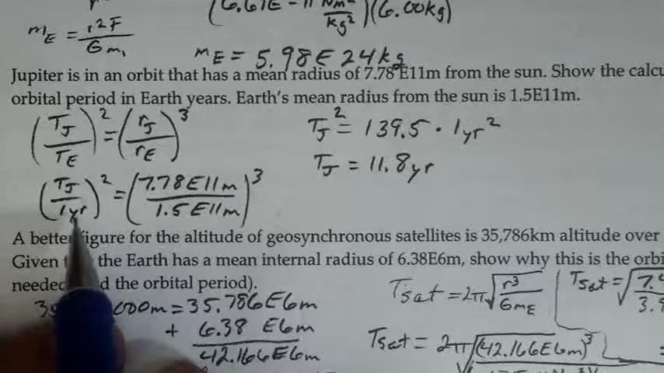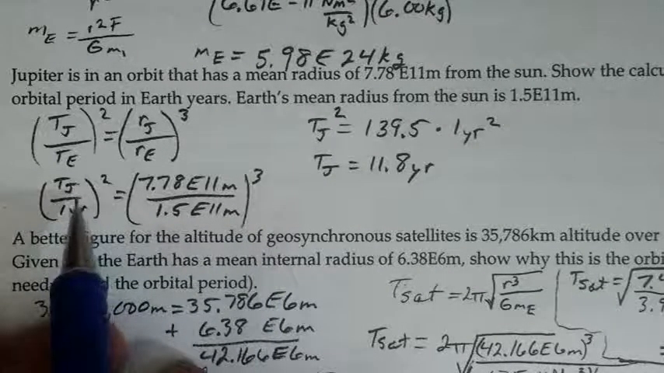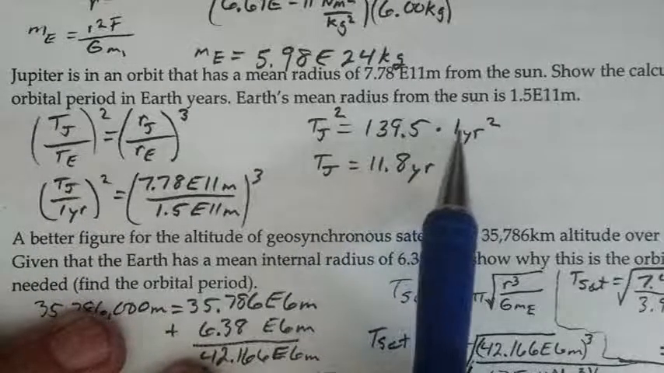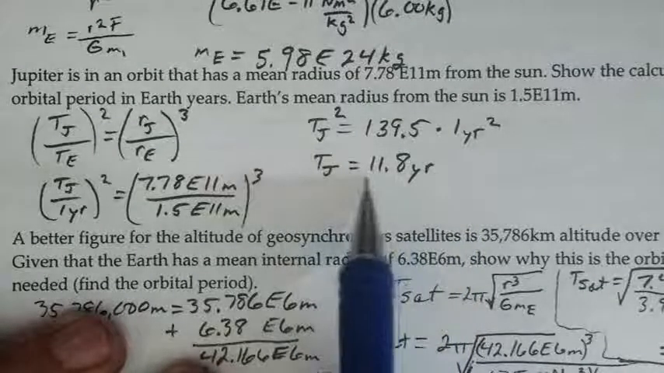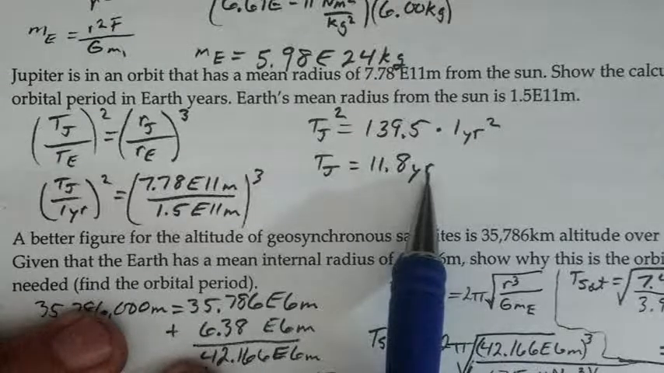1 year squared is 1 year squared. I can pull this around and up. And now I have TJ, time of Jupiter squared, equals 139.5 times 1 year squared. Of course, times 1 is basically meaningless. When I square root both sides, I get 11.8, and the year squareds turn to just years.